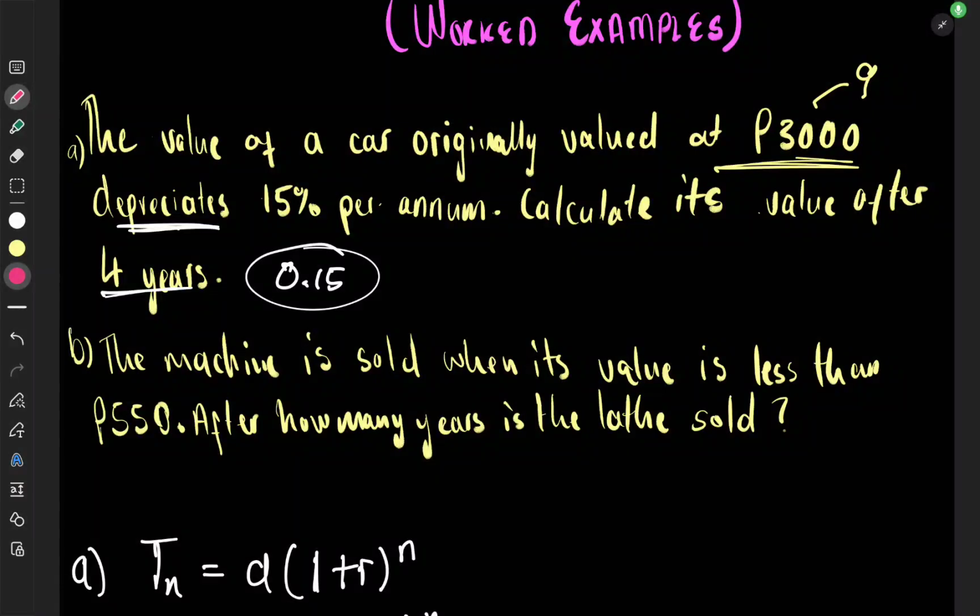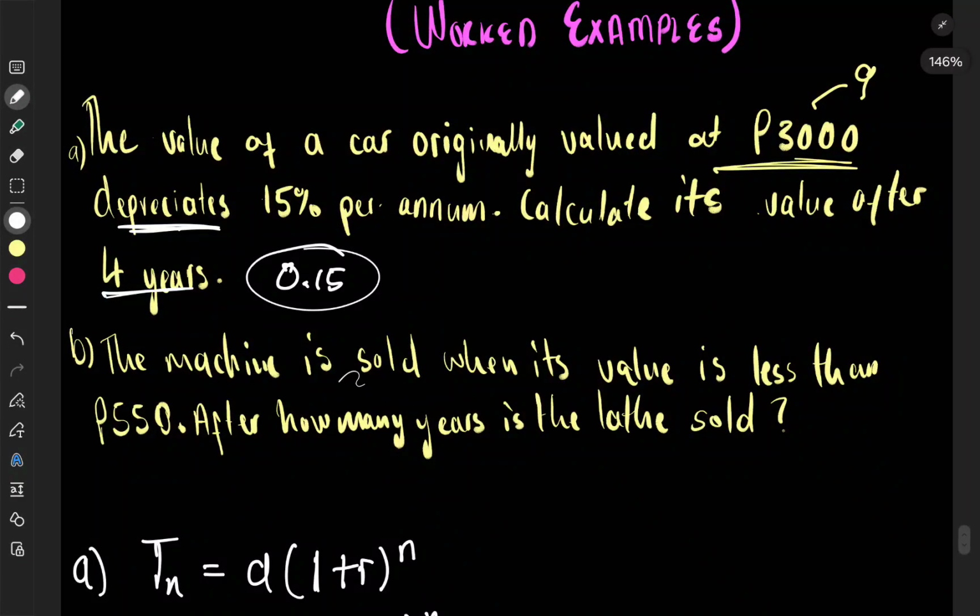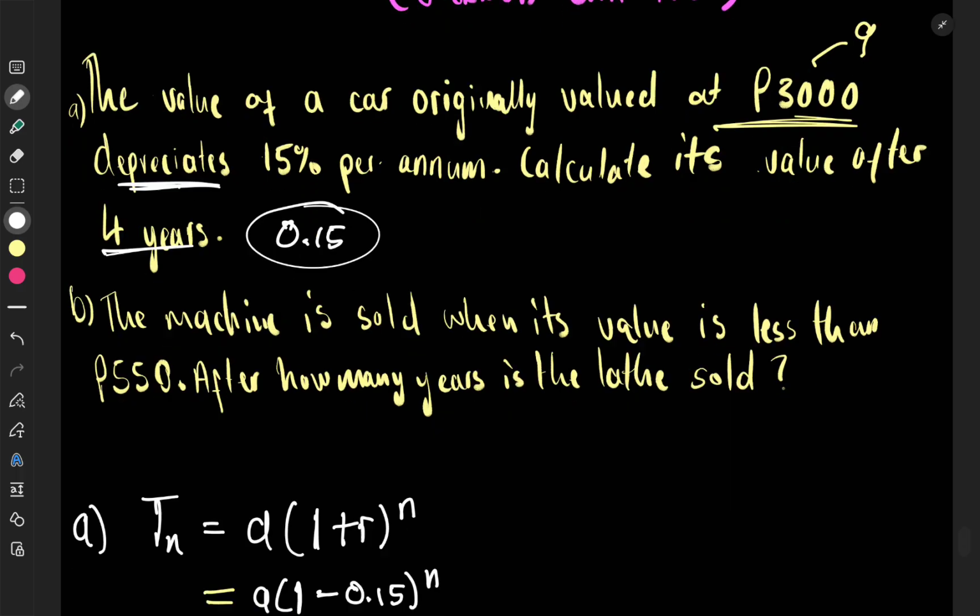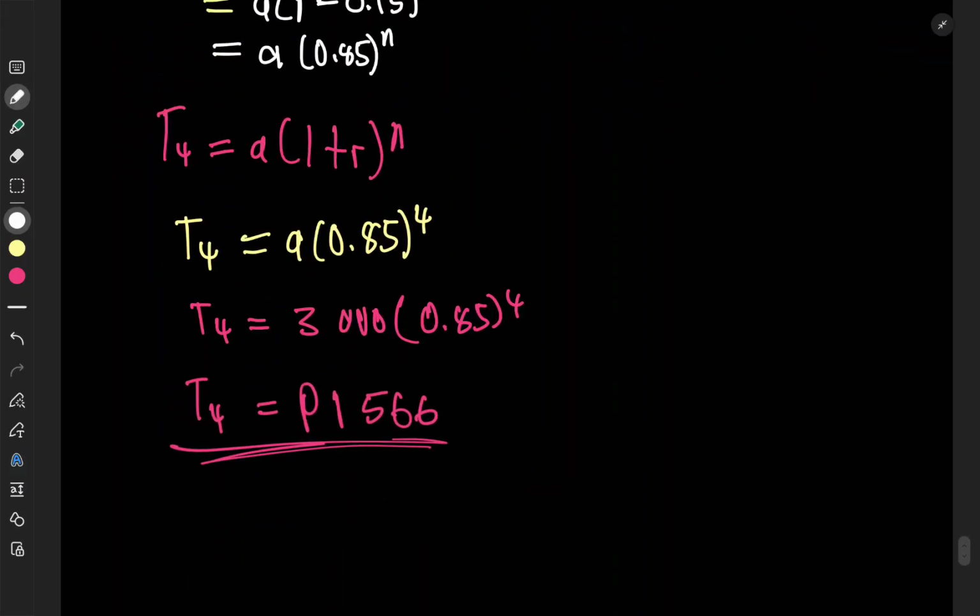Let's do part B. The machine is sold when its value is less than 550. So this is a nice one because it's always going to be there on these compound interest things. They say, how long does it take for the value to be bigger than? You know, they like to say that. How many years is it going to take for the value to be bigger than? Or how many years is it going to take for the value to now be smaller than? Because here we know that the value is depreciating, okay?